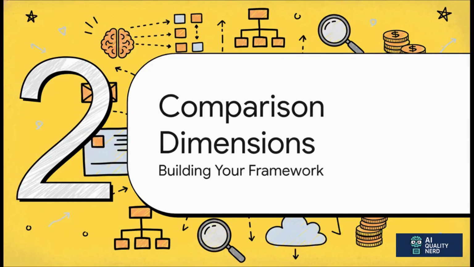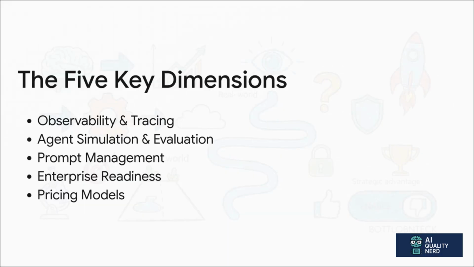So how do you make a smart choice? You need a framework, right? We've broken it all down into 5 key dimensions that you can use to evaluate pretty much any platform out there. So here they are, the big 5. First, observability. I mean, can you actually see what's happening under the hood? Second, evaluation. How rigorously can you test your agent? Third is prompt management. How are you optimizing your prompts? Fourth, and this is a big one, enterprise readiness. Does it meet your security and compliance needs? And finally, pricing. Does the cost model actually make sense for your team?